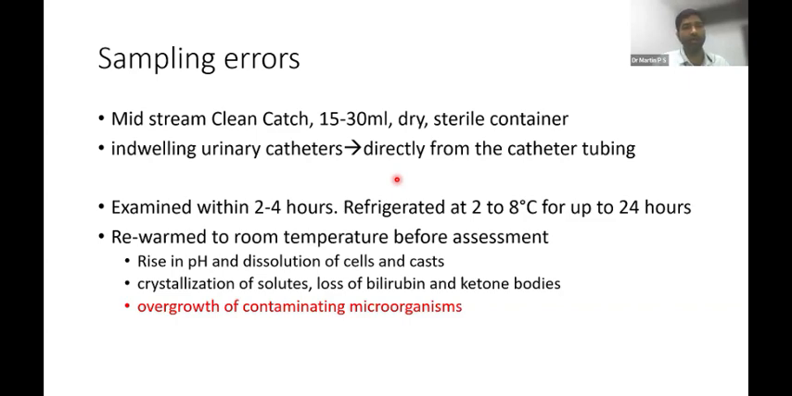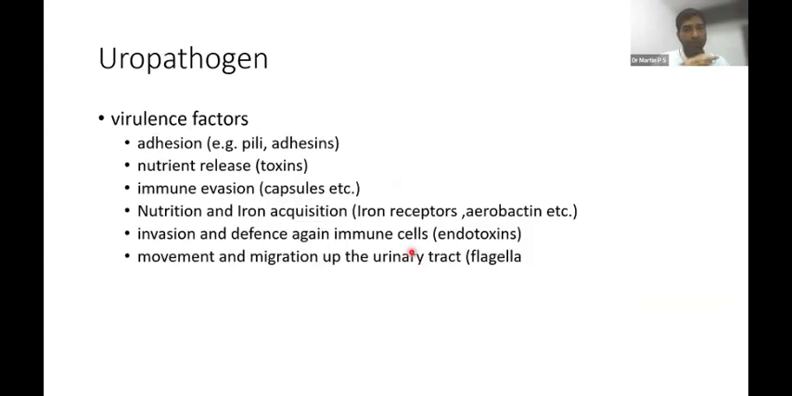But then if you have to examine it, you have to rewarm it again. That is a very cumbersome procedure. So a freshly collected sample, proper method of collection and proper timing of examination, we have to ensure, which is very difficult. Before going deep into this question, we have to know some basics.